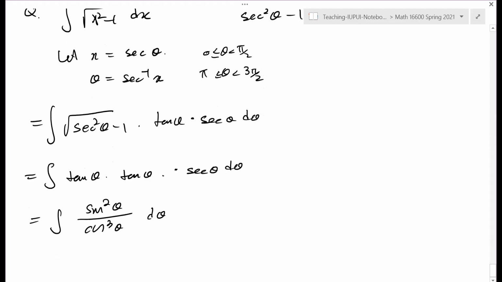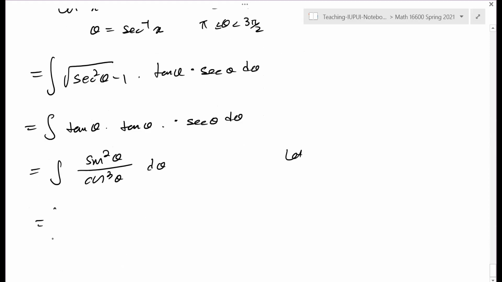Now, if you try and use this, you end up with this. What is the next step? Cosine cubed I don't like, so I can put cosine to the fourth, right? Sine squared theta and cosine theta d theta.